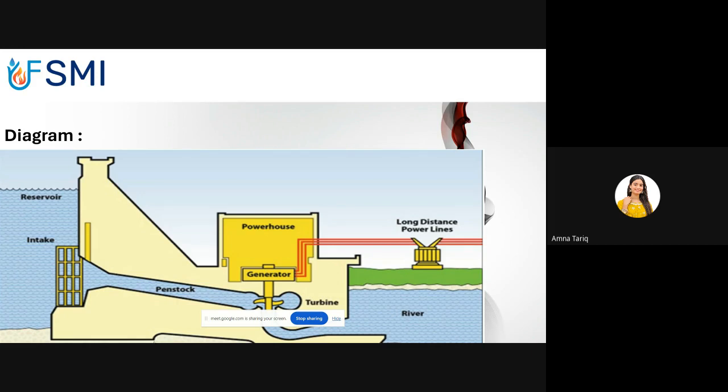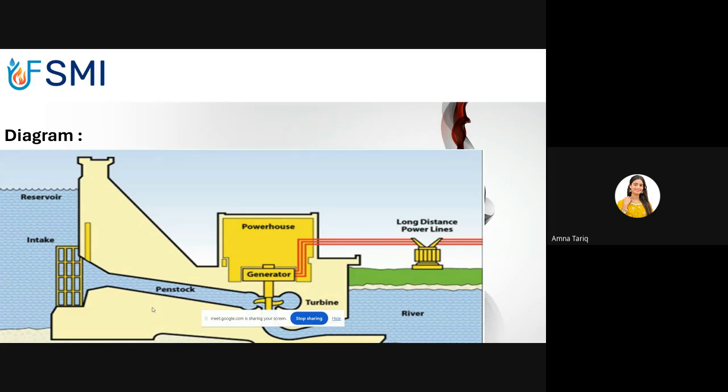Okay, so after the turbine, the next is the generator. We see the turbine shaft is connected to the shaft of a generator. The turbine shaft spins the shaft of the generator, which converts the mechanical energy from the turbine into electrical energy.